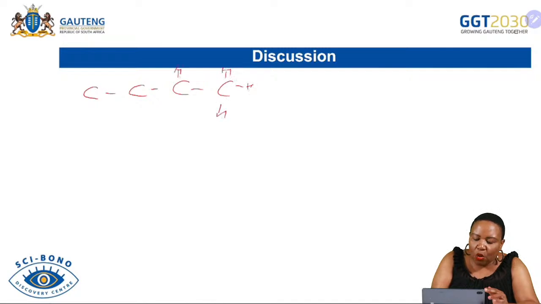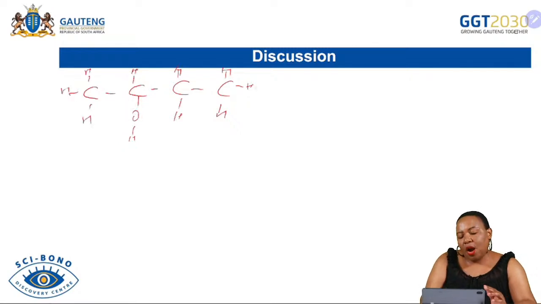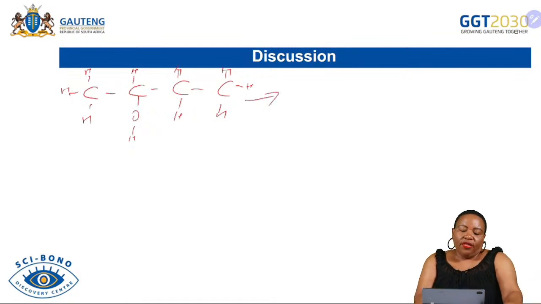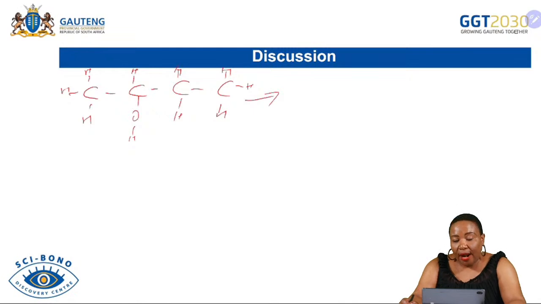This is our alcohol. Let's say it's O, and then put H here, and then it's H, and then H, and then H, and then H. Now, this is our butan-2-ol alcohol, and it's our secondary alcohol because the functional group is between two other carbons.